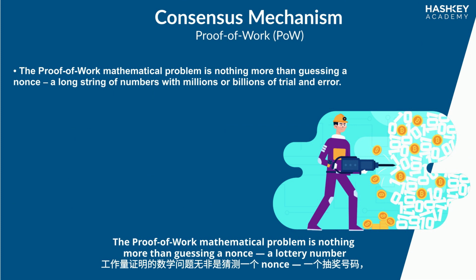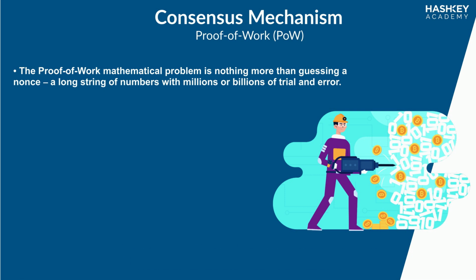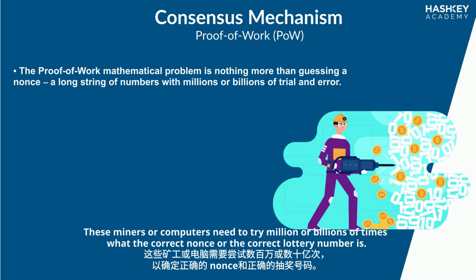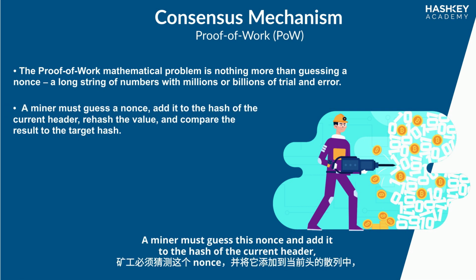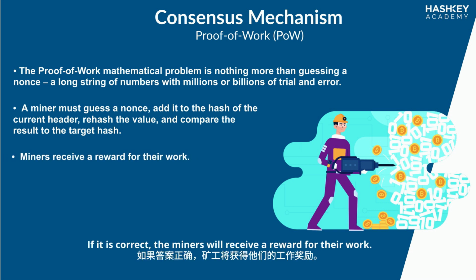The proof of work mathematical problem is nothing more than guessing a nonce, a lottery number. It's a long string of numbers with millions or billions of trial and error. That's why proof of work mining consumes so much energy. These miners, these computers need to try millions or billions of times what's the correct nonce, the correct lottery number. A miner must guess this nonce and add it to the hash of the current header, rehash the value, and compare it to the target hash, to what is supposed to be. If it is correct, the miners will receive a reward for their work.